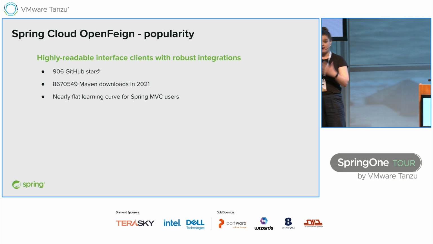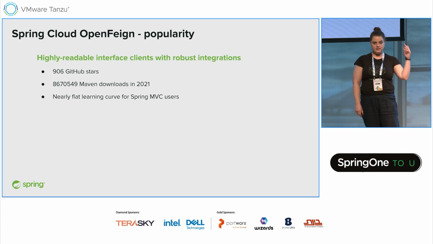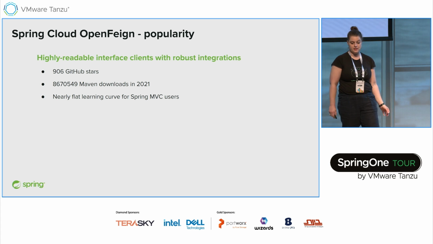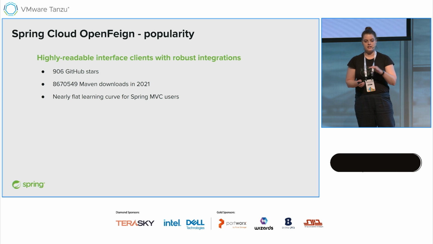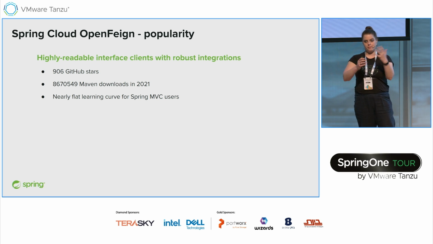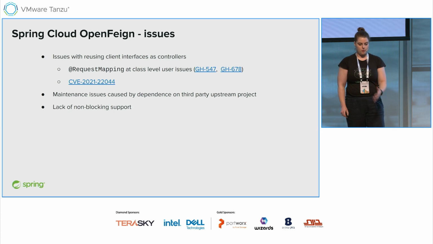It is a highly popular solution. As you can see, many GitHub stars, and the number that I've put here are just Maven downloads only in 2021. Why is that? It is because it has a nearly flat learning curve for any Spring MVC users, because you can basically copy-paste the method signatures and all the annotations, and it works out of the box.